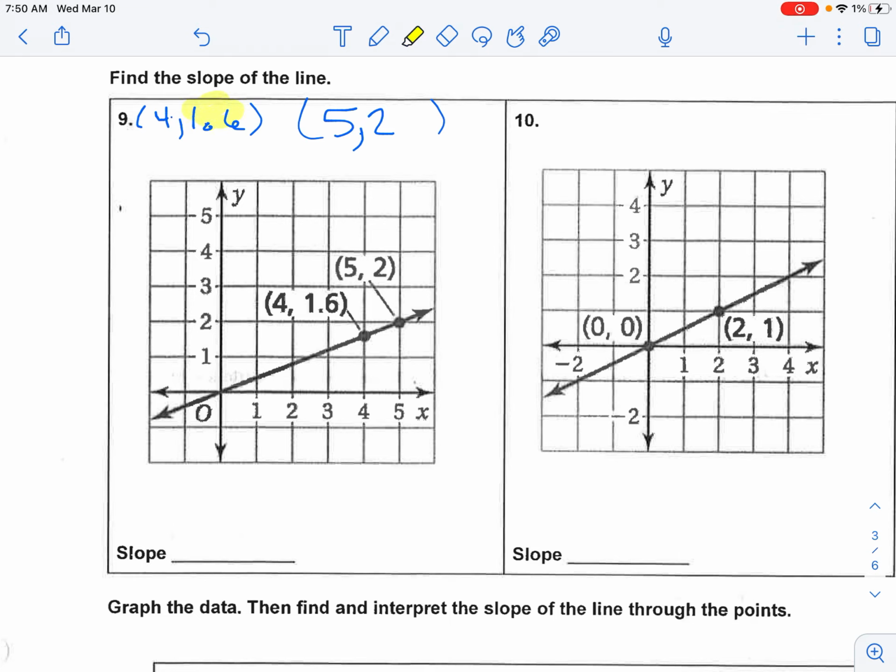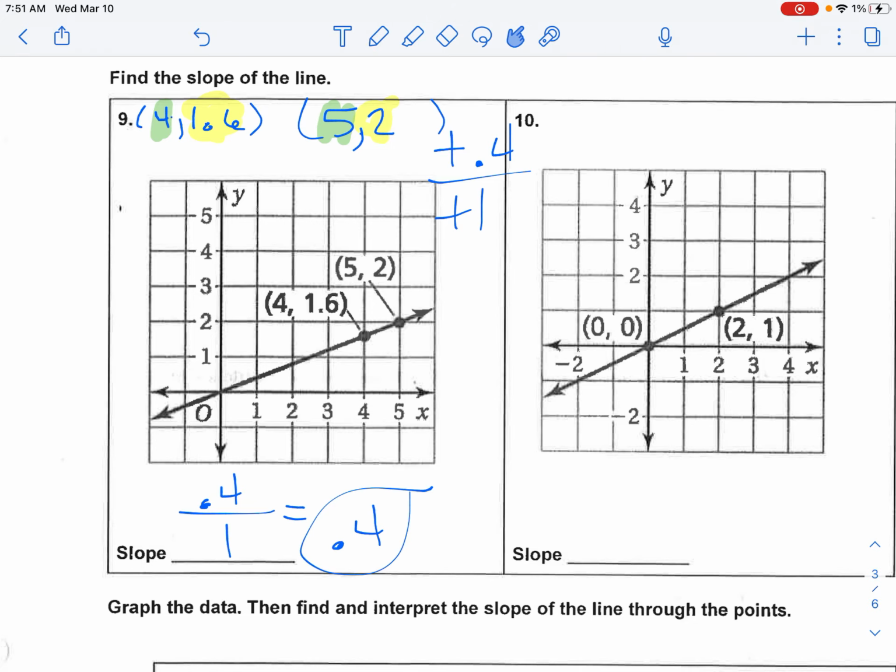So first I'm looking at the change in y. The change in y from 1 6/10 up to 2 is a change of plus 0.4. And then I'm going to look at the change in x. From 4 to 5 is a change of plus 1. So the slope of this line is 4/10 to 1, which actually would just reduce to 4/10.